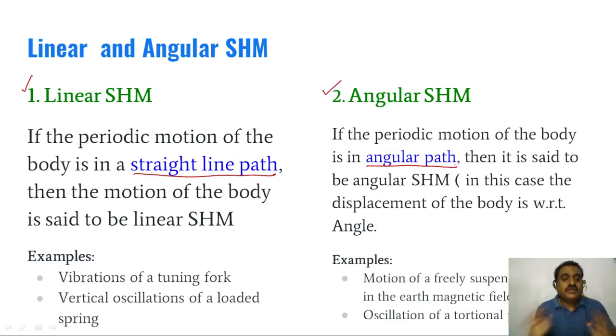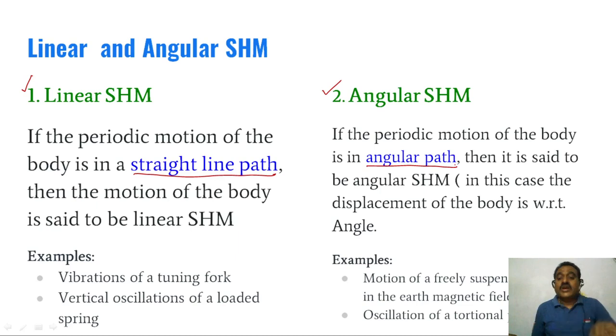If a simple harmonic motion body is moving in a straight line path, then the simple harmonic motion is called linear simple harmonic motion. What is angular simple harmonic motion? If the periodic motion of the body is in an angular path, then it is said to be angular simple harmonic motion.